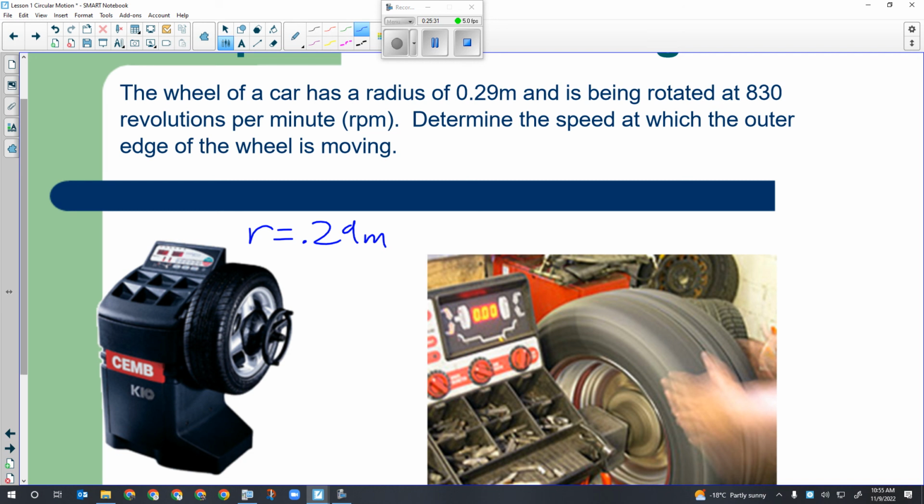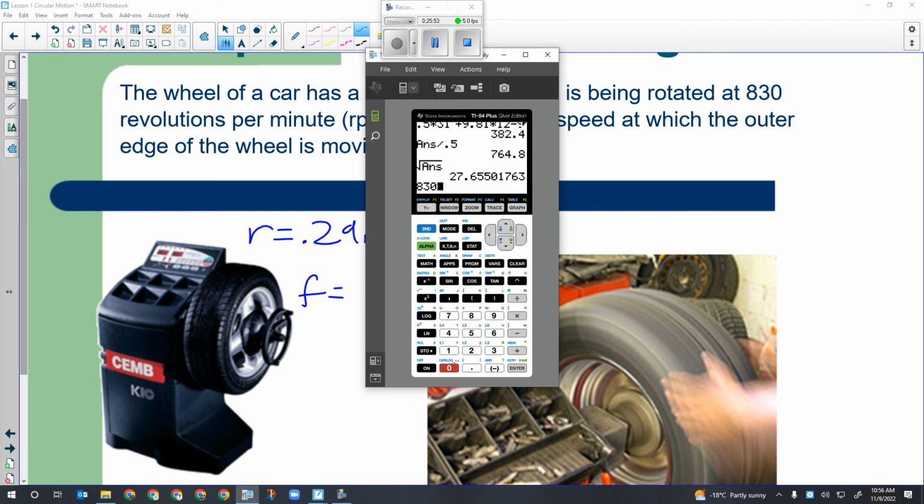Will the number be bigger or smaller? Smaller. This is how many times it goes around in a minute. The times it would go around in a second would be considerably smaller. How would I figure out how many times it would go around in a second? Divided by 60. So I'm going to get my frequency in hertz, or rotations per second, by taking that 830 and dividing by 60. All right, so 13.83.